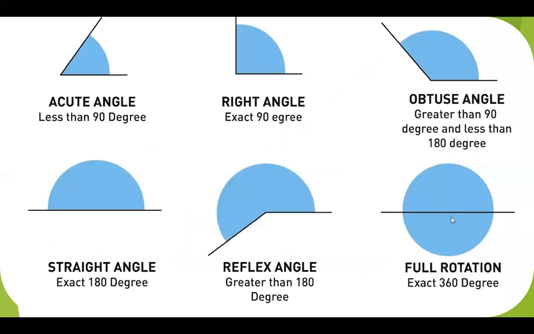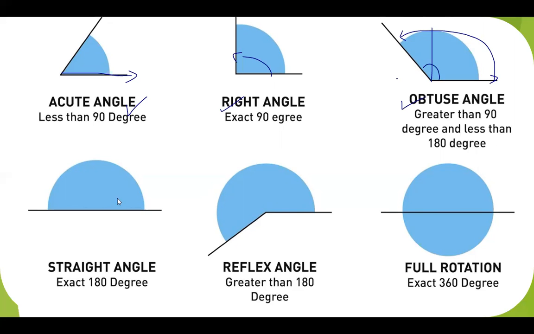Now let us discuss the different types of angles. If a moving line, the initial line, makes an angle less than 90 degrees, then it is called an acute angle. If the moving line makes exactly 90 degrees, then it is called a right angle. If the moving line makes an angle more than 90 degrees but less than 180 degrees, then you will call it an obtuse angle.